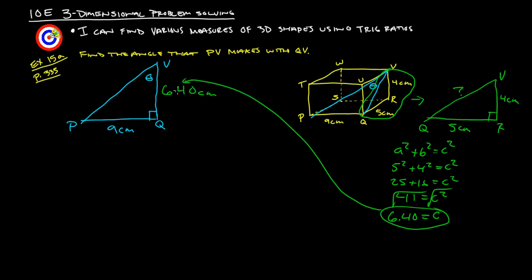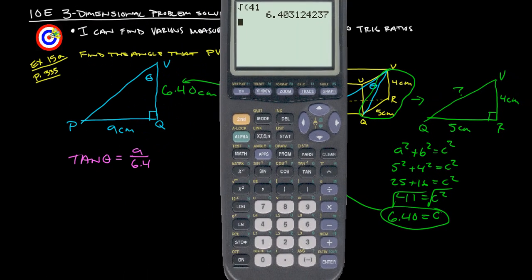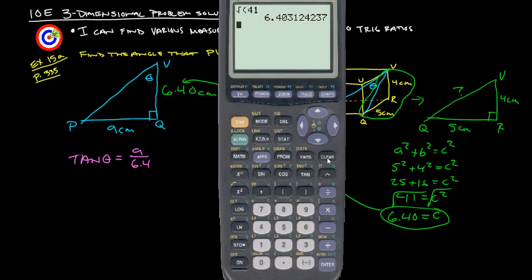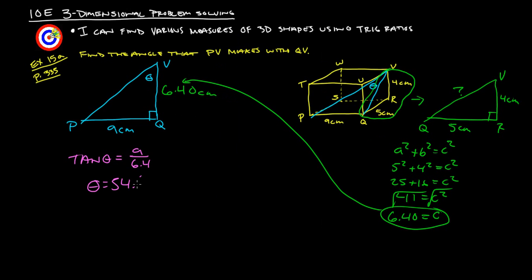So if we want to figure out what this angle is, then all we're going to want to do is figure out that this is the opposite and that's the adjacent. So we'll do tangent theta equals 9 centimeters over 6.4 centimeters. Okay, and then with our calculator, since we are looking for an angle, we are going to do inverse tangent of 9 divided by 6.4, and we get 54.58, so let's call that 54.6. So theta equals 54.6 degrees right here, which is PVQ.